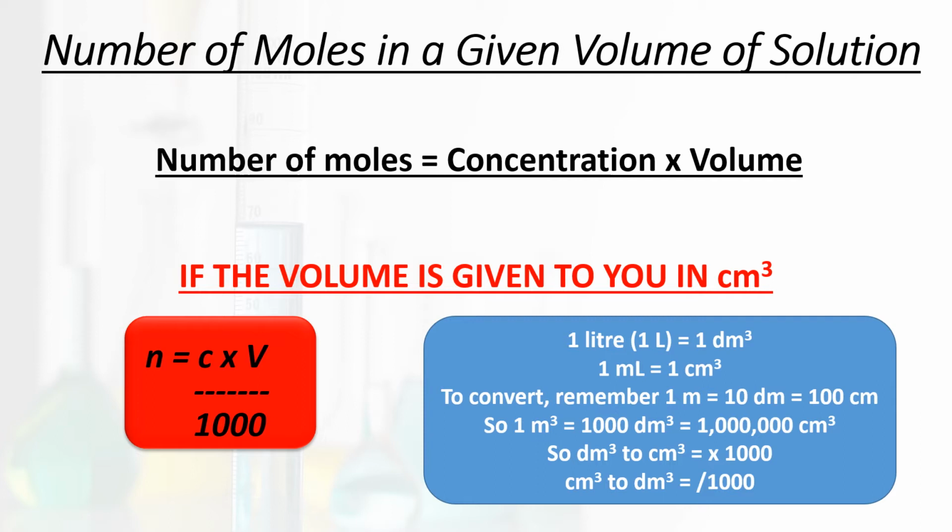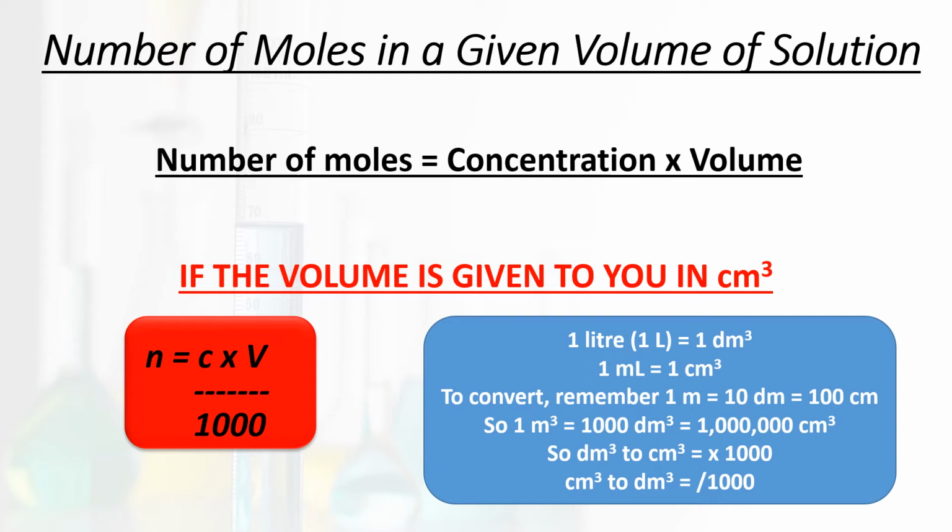The other way to remember it, and the way that I personally remember it, is to remember that 1 meter is the same as 10 decimeters and the same as 100 centimeters. And now if I cube all of this, 1 meter cubed is equal to 1,000 decimeters cubed, that's 10 cubed, and it's equal to 1 million centimeters cubed, 100 cubed. So to go from decimeters cubed to centimeters cubed is times by 1,000. You can also think of it as going from decimeters to centimeters is timesing by 10, so decimeters cubed to centimeters cubed is timesing by 1,000. And then conversely, from centimeters cubed to decimeters cubed, we divide by 1,000.